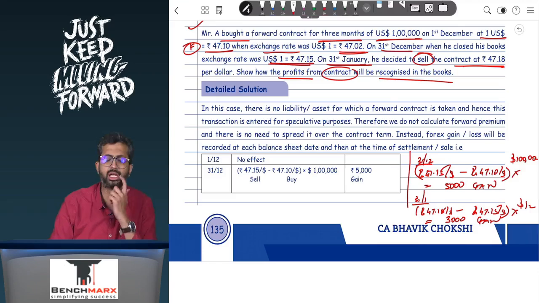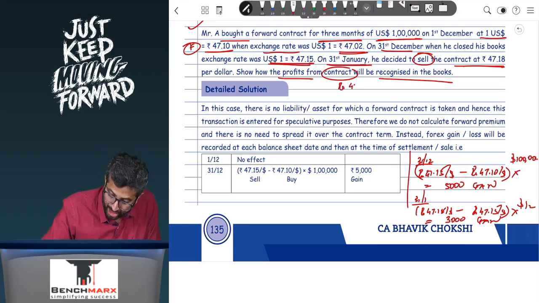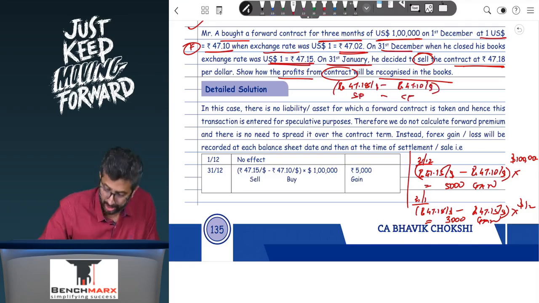Let us say if my year ending was not 31st December, then I will not look at anything on 31st December. I will directly compare, and I will say I am selling something at 47.18, which I agreed to buy at 47.10, selling price minus cost price. Simple, I am a speculator. Into $1 lakh. The institute did the same directly. That is, they have recorded an 8,000 rupee gain.